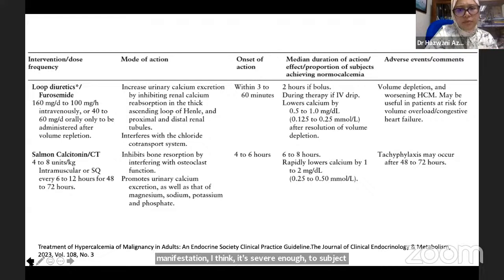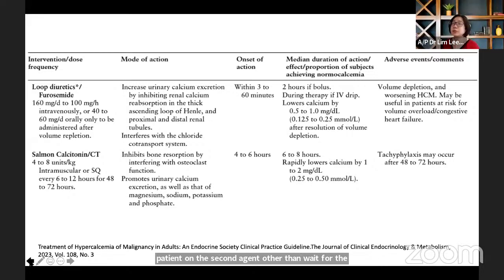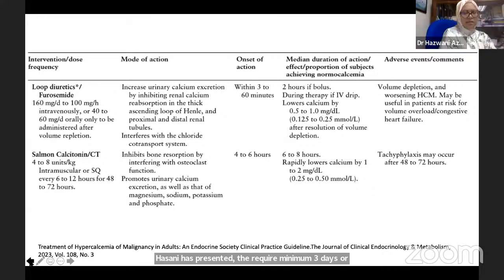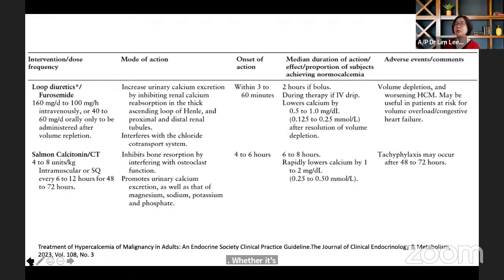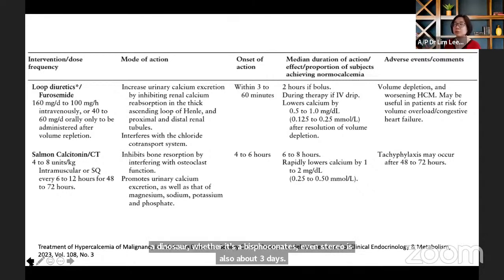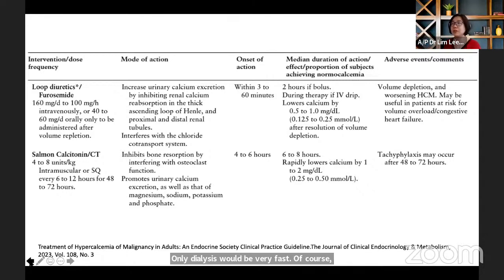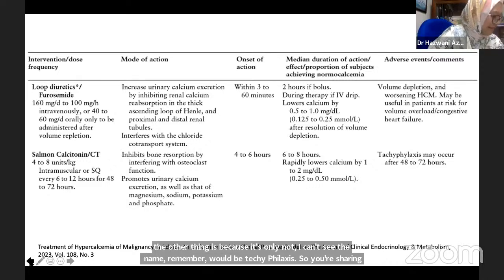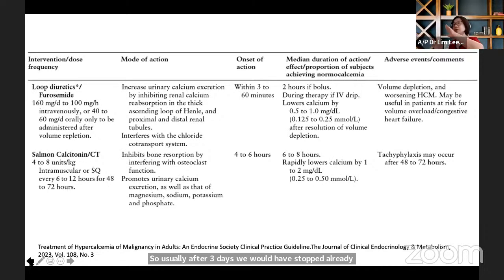Yeah, and remember, all these medications that Dr. Haswani has presented require a minimum of 3 days, whether it's denosumab, bisphosphonates, even steroids, also about 3 days. Only dialysis would be very fast. Of course, saline diuresis would work within that period, if not, we won't be recommending it. And the other thing would be calcitonin. But remember, calcitonin has tachyphylaxis, so usually after 3 days we would have stopped already. And by then, your IV bisphosphonates or even your denosumab, the effect will start.